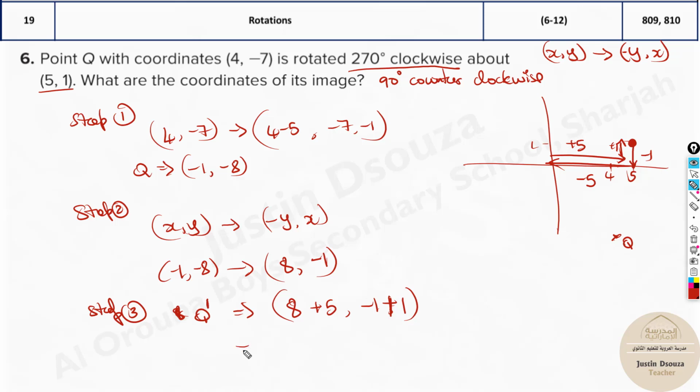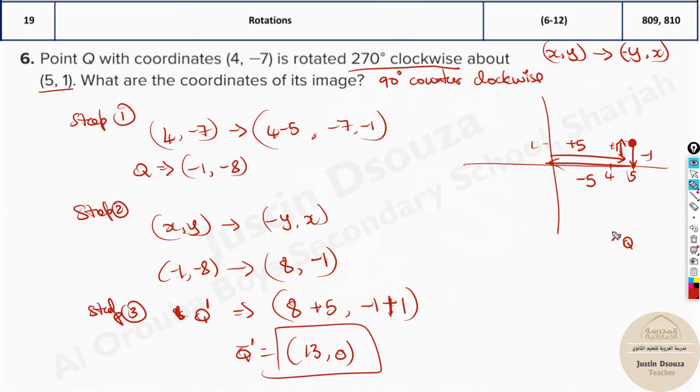So what is Q dash or Q prime? 8 plus phi is 13, comma 0. Why? Because minus 1 plus 1 is 0. So this is the point after the 270-degree clockwise rotation.